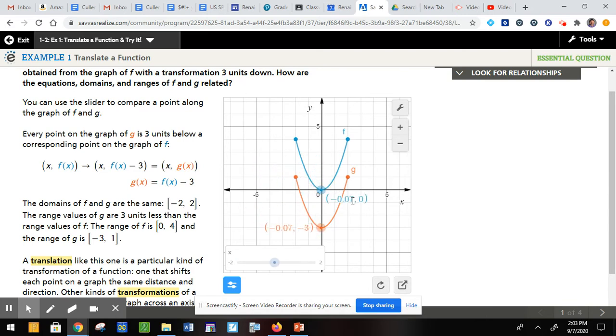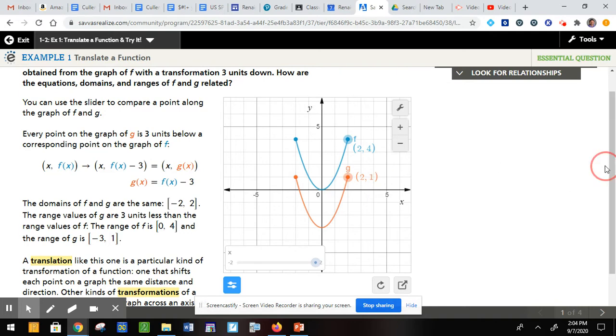Here it's a little easier to tell. The y value for the blue is 0. The y value for the orange is -3. And everywhere in between, it's exactly the same. If you actually subtract it, 1.69 minus -1.31, that is, again, a difference of 3 all the way up here. 4 minus 3 is 1. So again, a difference of 3.